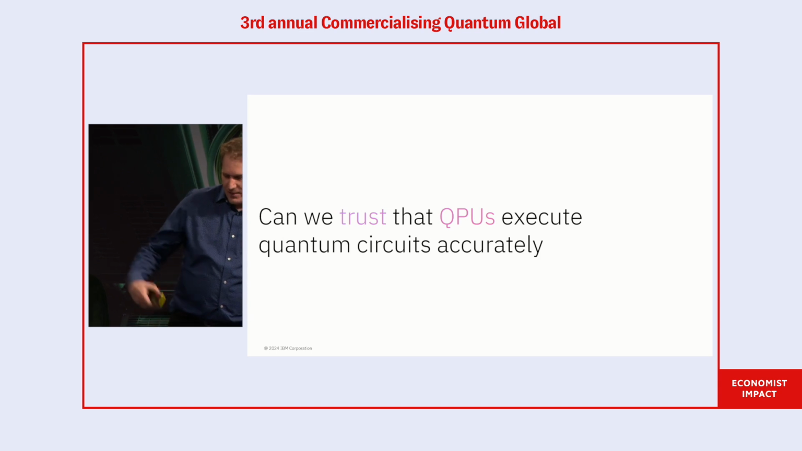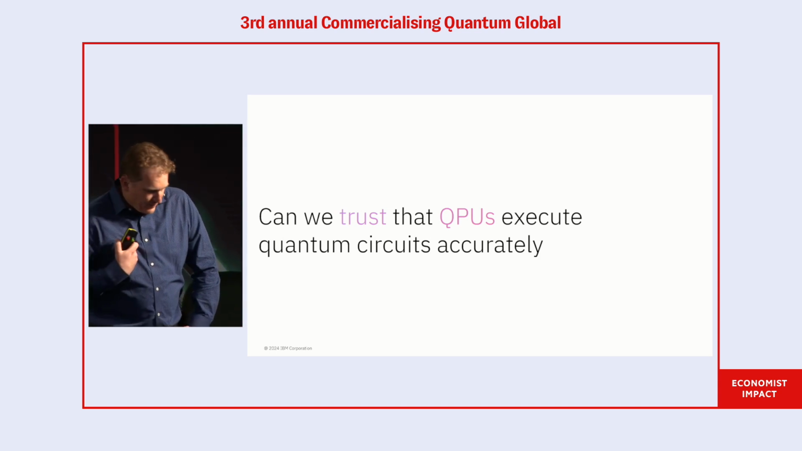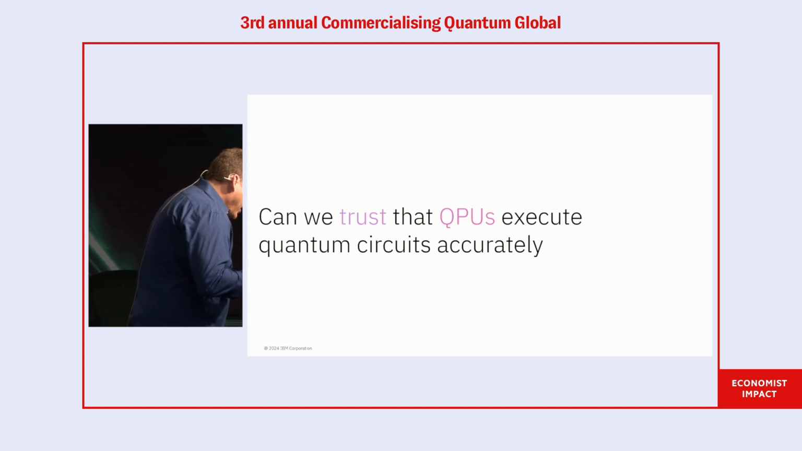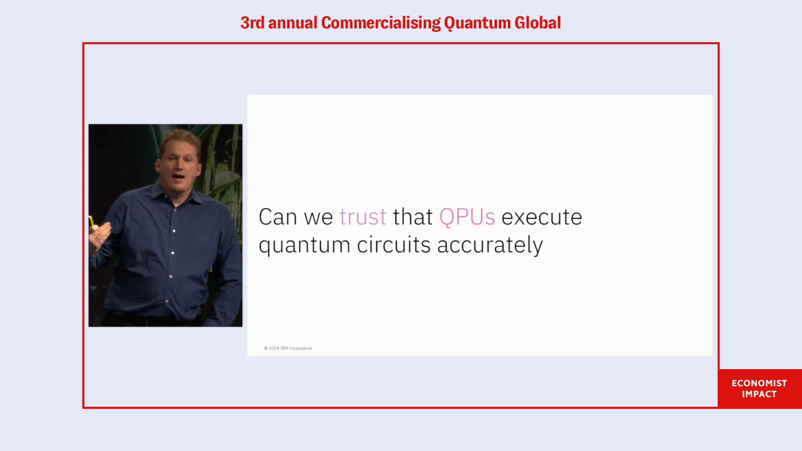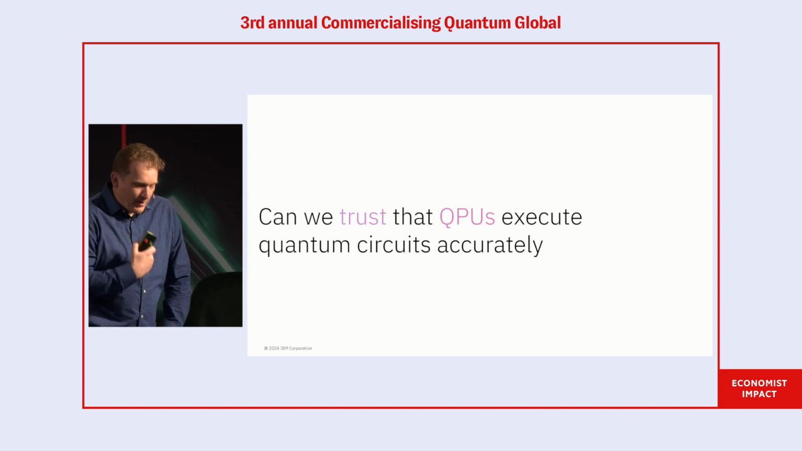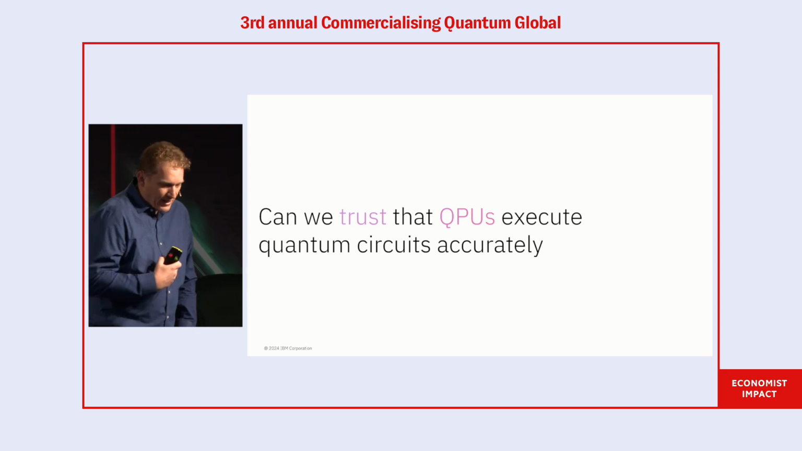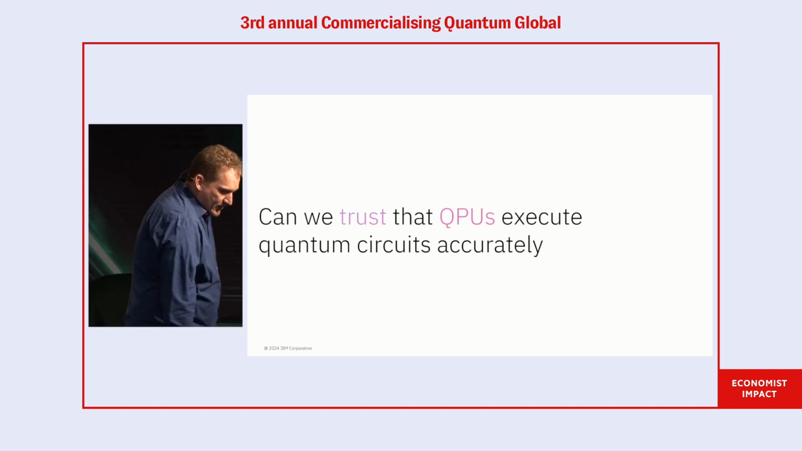So I want to go in a different direction now. One of the things that, when I think about computing, is that I trust the output. So one of the things that I want to try and convince you of is we're now at a point where we can start to trust QPUs. We can trust that they can execute quantum circuits.